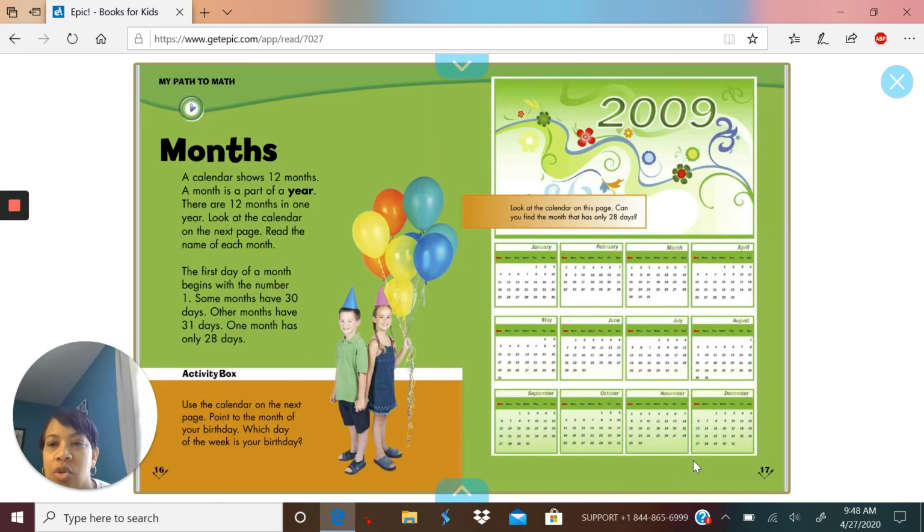Months. A calendar shows 12 months. A month is part of a year. There are 12 months in 1 year. Look at the calendar on the next page. Read the name of each month. The first day of a month begins with the number 1.